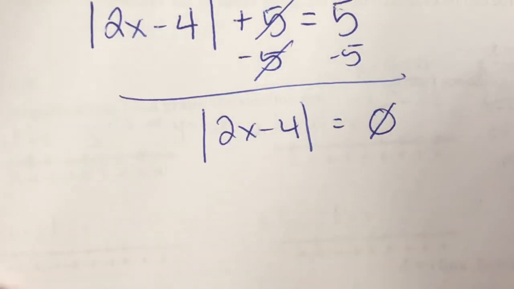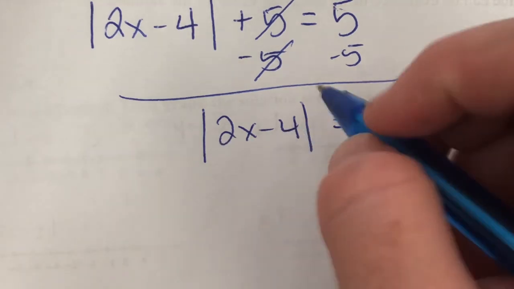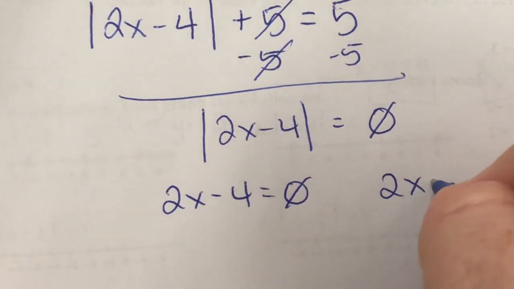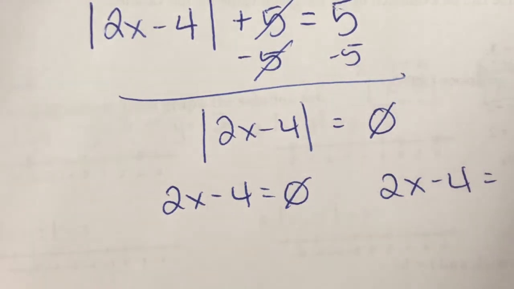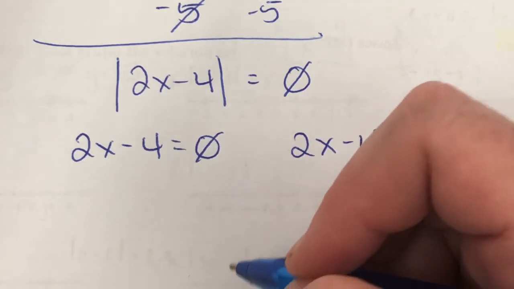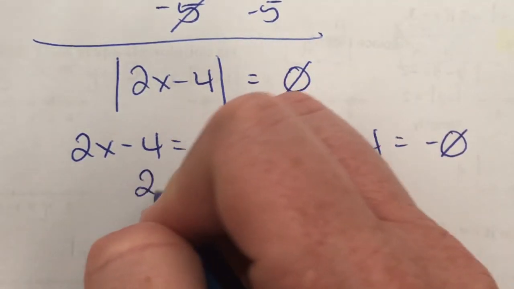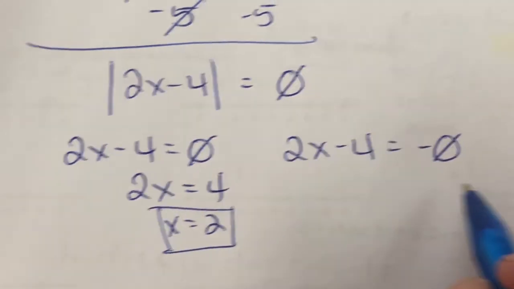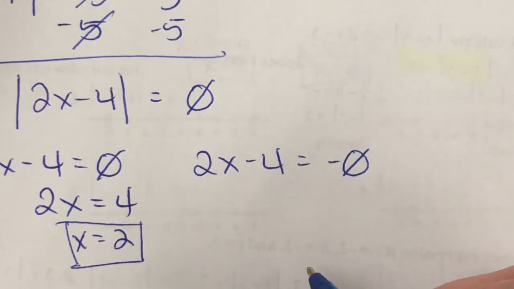Now, this would be a case where you only get one answer, because we would set 2x minus 4 equal to 0, and if you set 2x minus 4 equal to negative 0, it's the same thing. You can't really set it equal to negative 0. So here you would solve, and you would just get one answer for x. 2x equals 4, x equals 2.